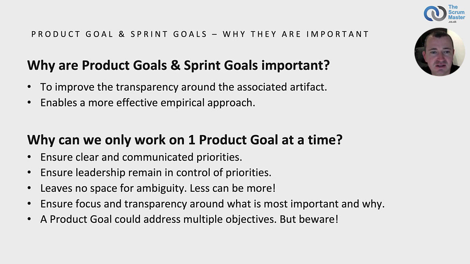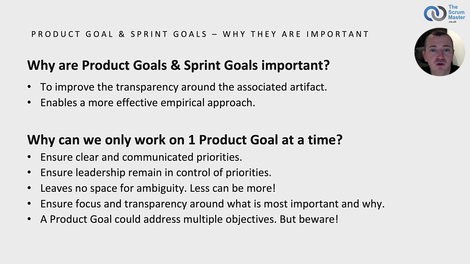This enables better inspection and adaptation, which ultimately leads to a more effective empirical approach. Empiricism is deciding what to do based on what we learn, informed by data and feedback. Empiricism is what Scrum is all about.